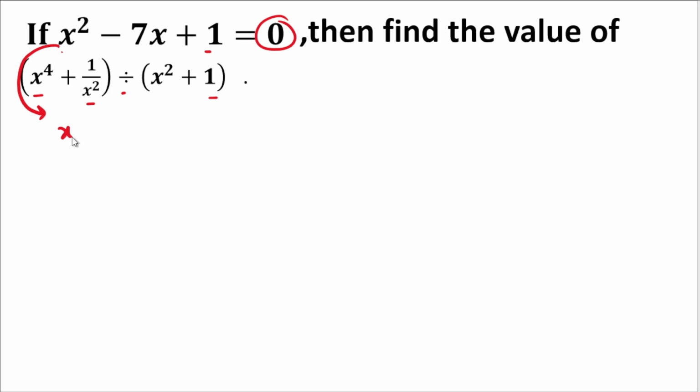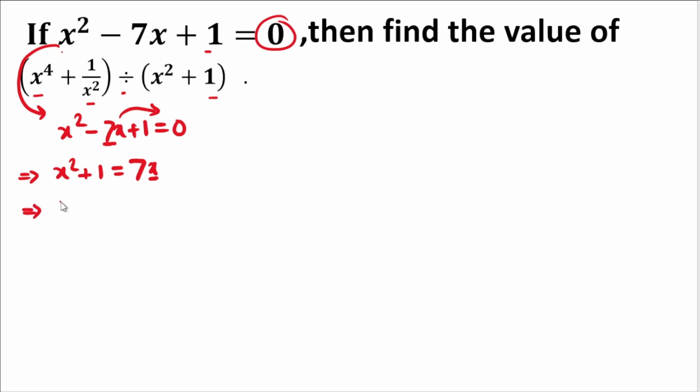Now the first step for the solution of this problem will be to write the expression. It is given here: x square minus 7x plus 1 is equal to 0. In the next step, we'll take this negative 7x to the right hand side. So our expression will be x square plus 1 is equal to 7x. Now from here we'll eliminate this x. For that we'll divide both sides by x.